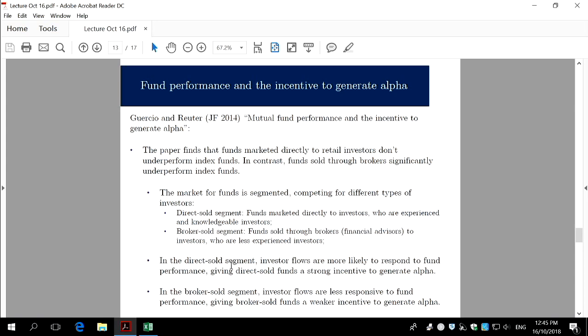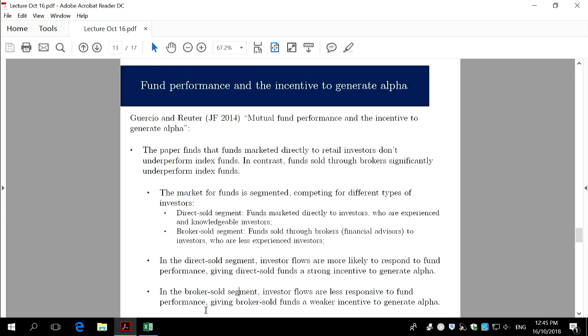In the first segment, investor flows are more likely to respond to fund performance. Why? Because in this segment, there are experienced investors. If you do a bad job, people just stay away from you. If you do a good job, then the money flows to you. So this investor flow gives a strong incentive for fund managers to generate alpha. Generate alpha means to perform.